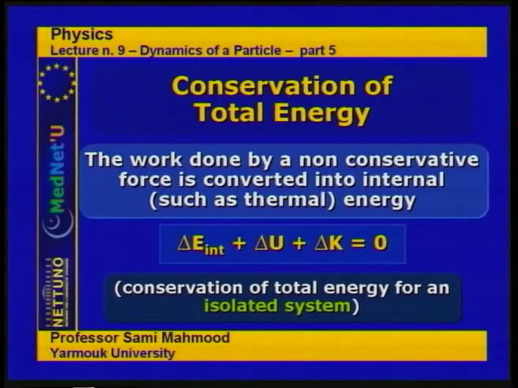So total energy, if we take into consideration all the elements that act and all the forces that act in the universe, we will arrive at the basic conclusion that the total energy of all types in the universe is conserved.